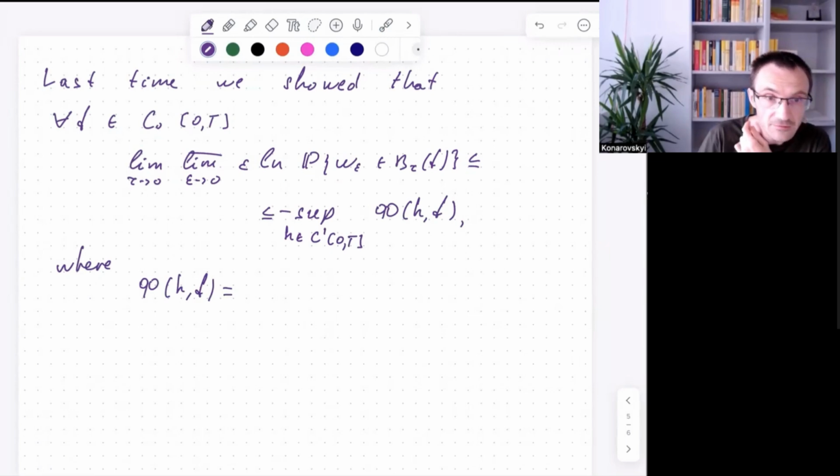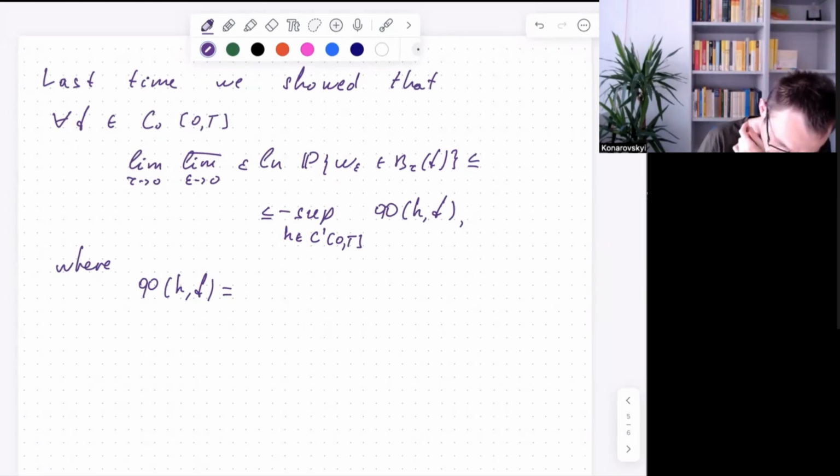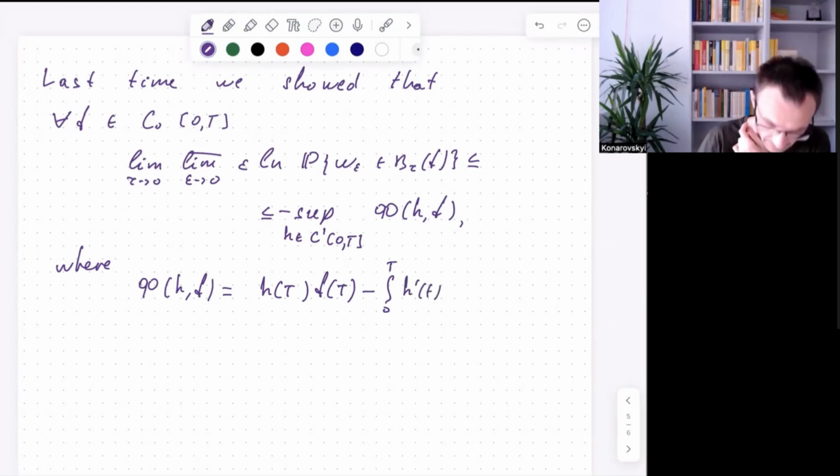let me find the definition. It is defined as follows. It is h of T f of T minus the integral from 0 to T of h prime of t f of t dt minus 1 over 2 the integral from 0 to T of h squared of t dt.